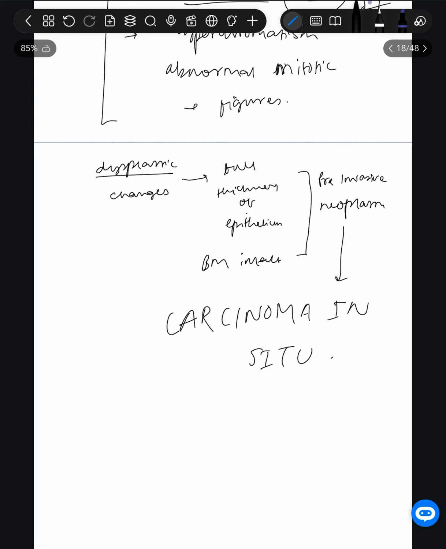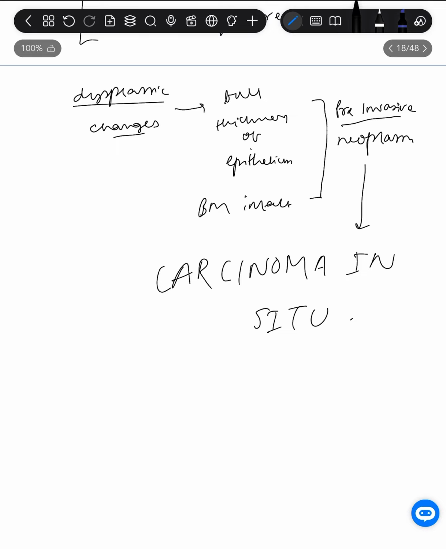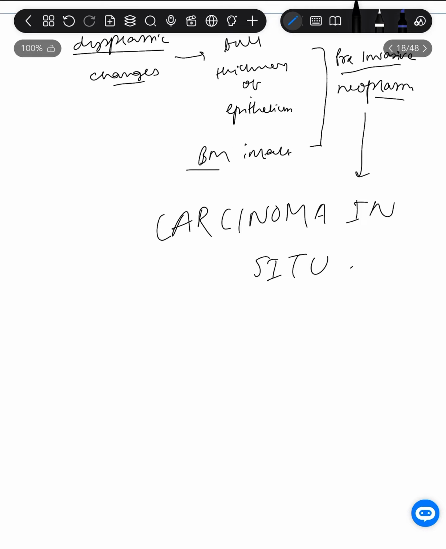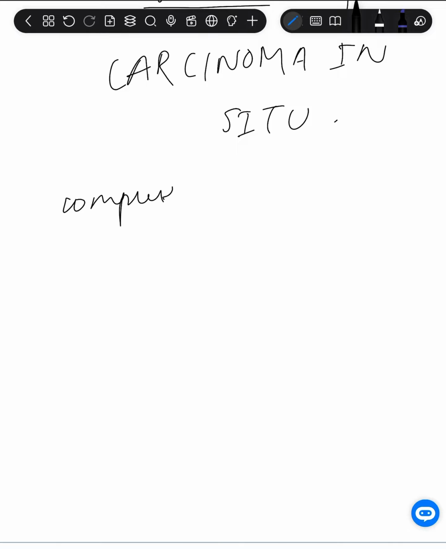This is exactly what's happening. When we have these many abnormal changes in the epithelium, those dysplastic changes covering the full epithelium, which we call a pre-invasive neoplasm, where the basement membrane is intact, not breached, and there's no stromal invasion, we call it carcinoma in situ. As I said, this is the pre-invasive neoplasm. That means it is completely reversible.